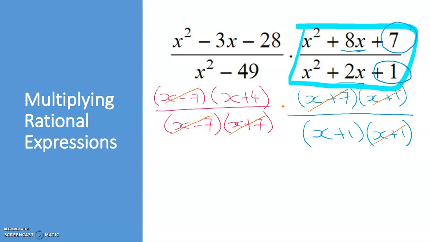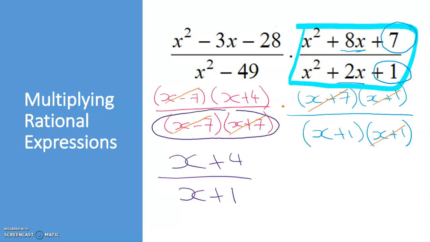Remember, you can only cancel one if it exists on the top and the bottom. So that leaves us with a simplified form of x plus 4 over x plus 1, but we need to consider our restrictions. If we have a look at our denominators, these cannot be 0.